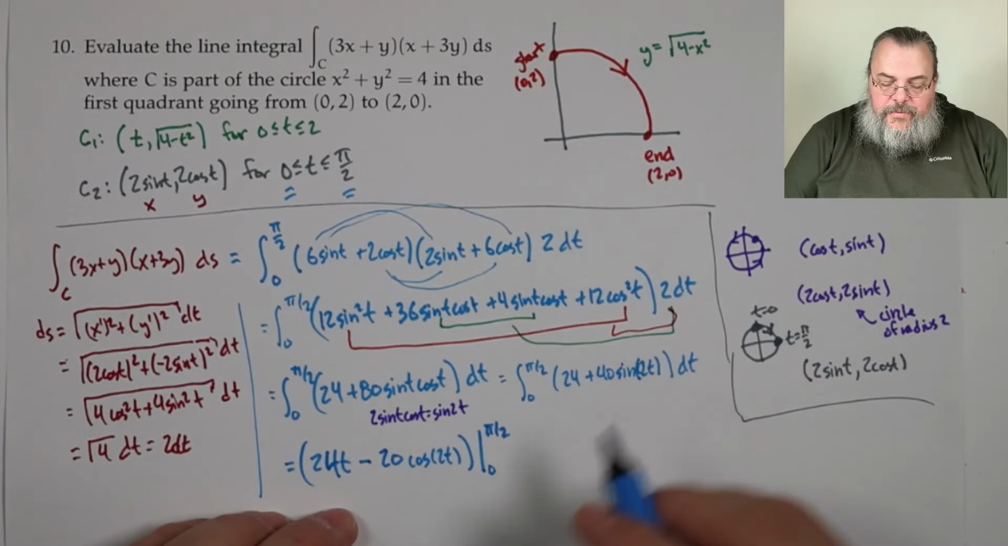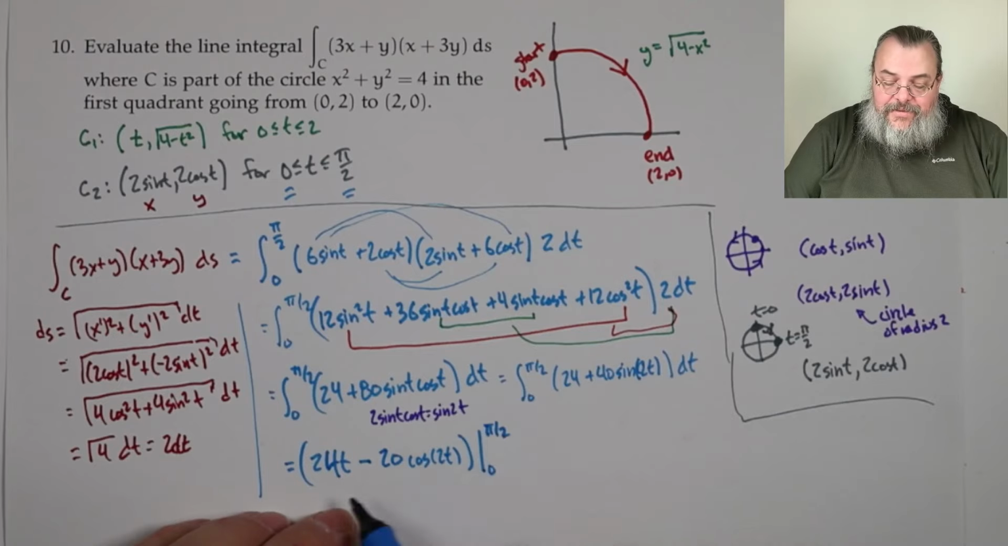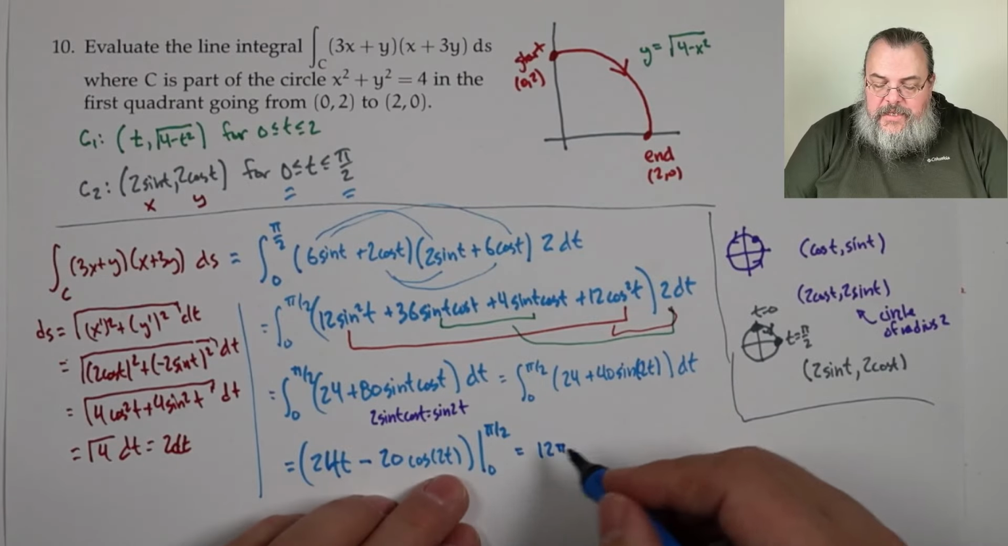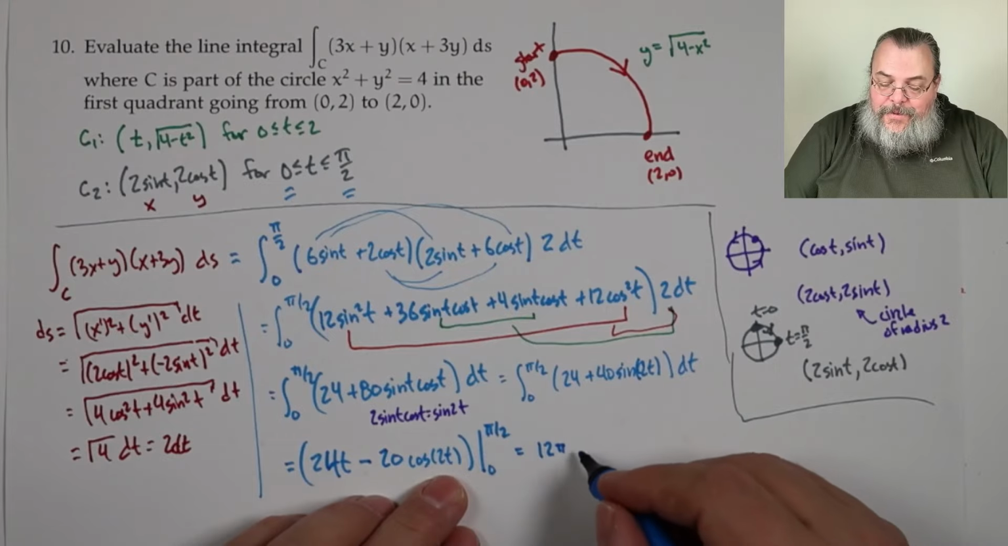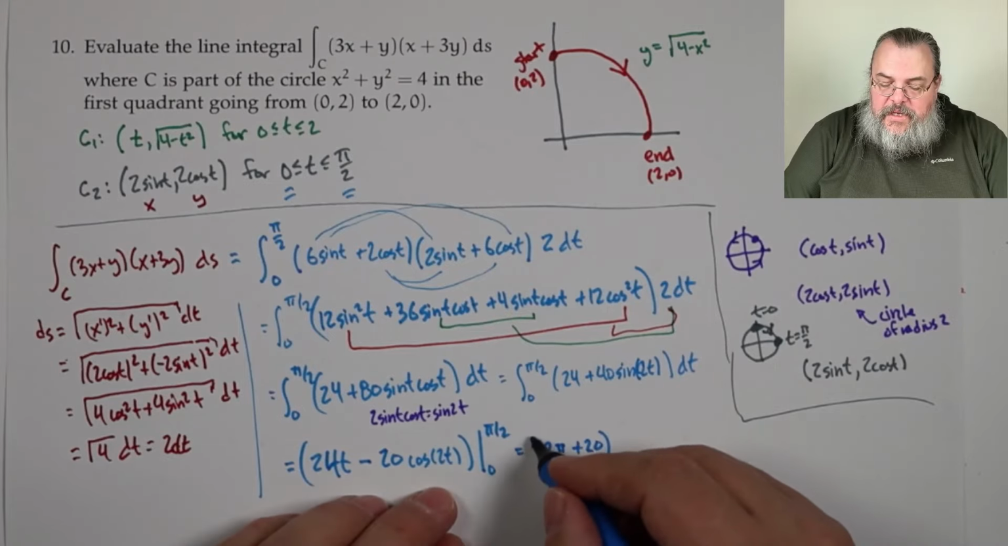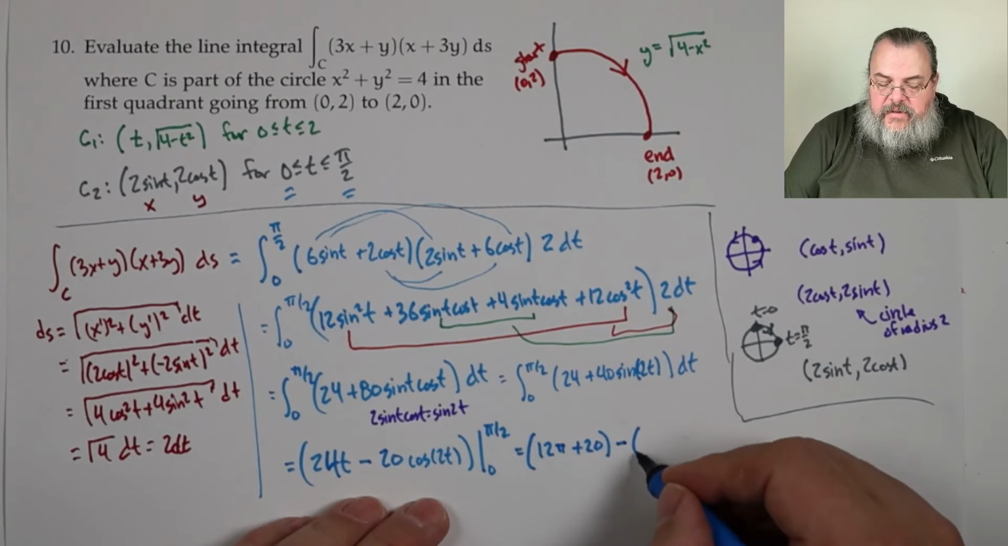And what do we get? Well, 24 times pi halves, that's equal to 12 pi. Cosine of pi, well, that's minus 1. Minus minus makes plus 20. So that's when we plug in pi halves, subtract, plug in 0.